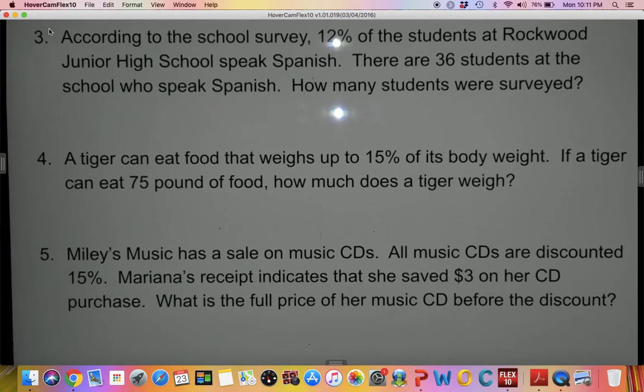So we know that she saved $3. That's her quantity. We know that she got 15% off. What we need to know is, what was the original price? So are we looking for the part or the whole? $3 is the part. The full price is the whole. So let's go ahead and set up our percent proportion.